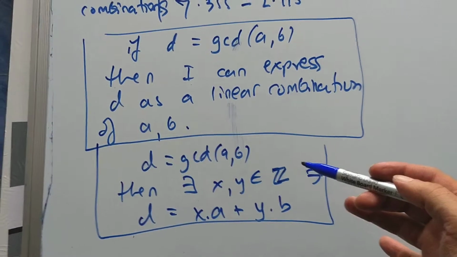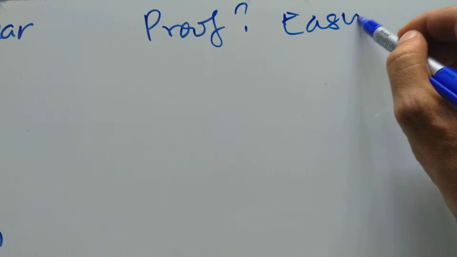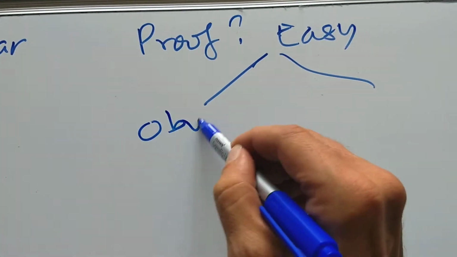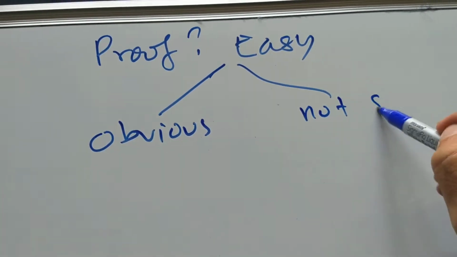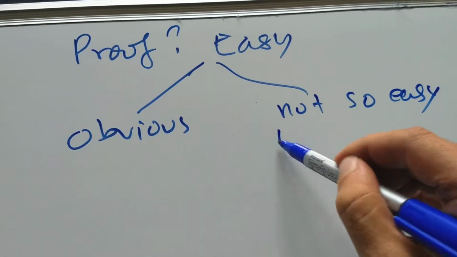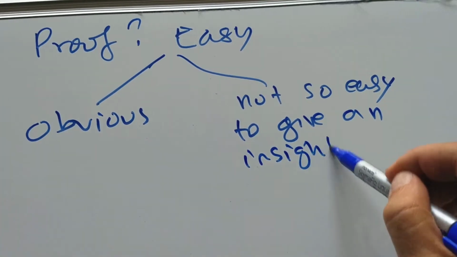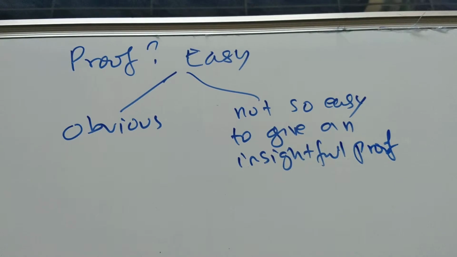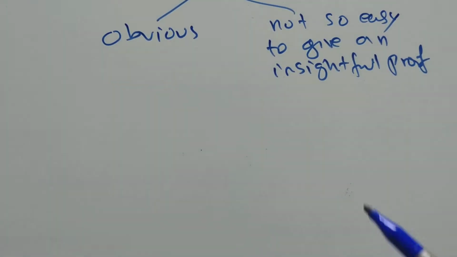This is the plan. We're going to try to prove this. Is this easy to prove? I say yes and no. It's obvious, and I'll show you in a minute why. But maybe not so easy to give an insightful proof. It's easy to give an obvious argument, but not that easy to give a proof that gives you deeper insight. So let's take an example.